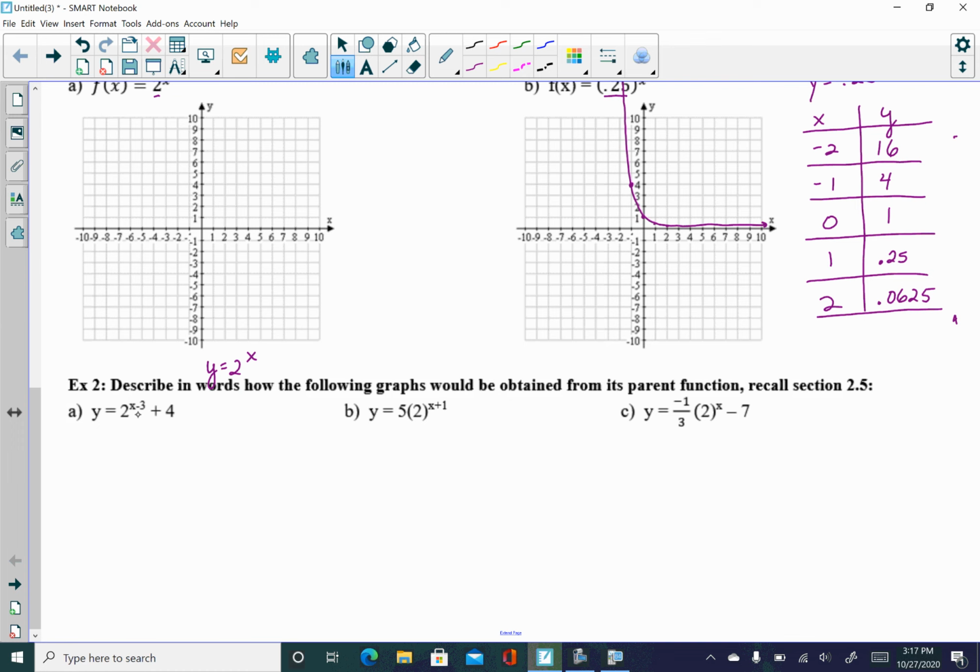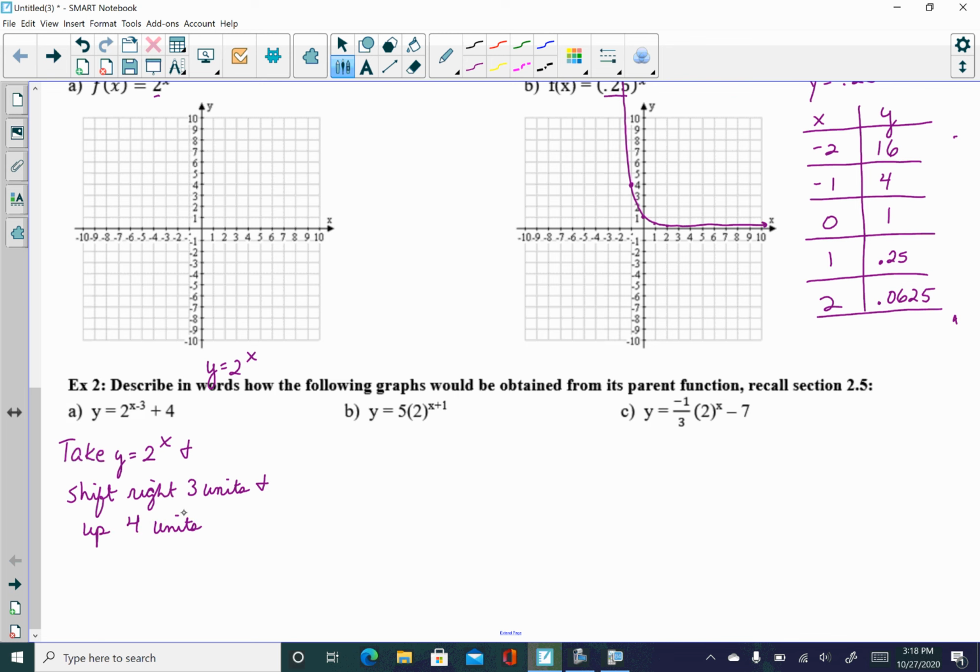So we've got to think about what this -3 up here in the exponent does. That's kind of like being in parentheses, so it would take y equals 2 to the x and shift it, and since it's a -3, it goes opposite, so it would shift right 3 units and up 4 units.